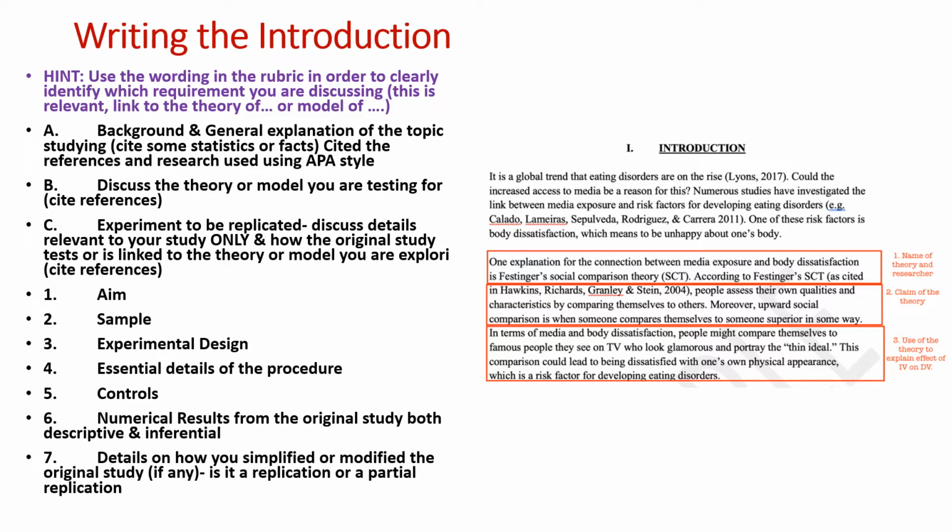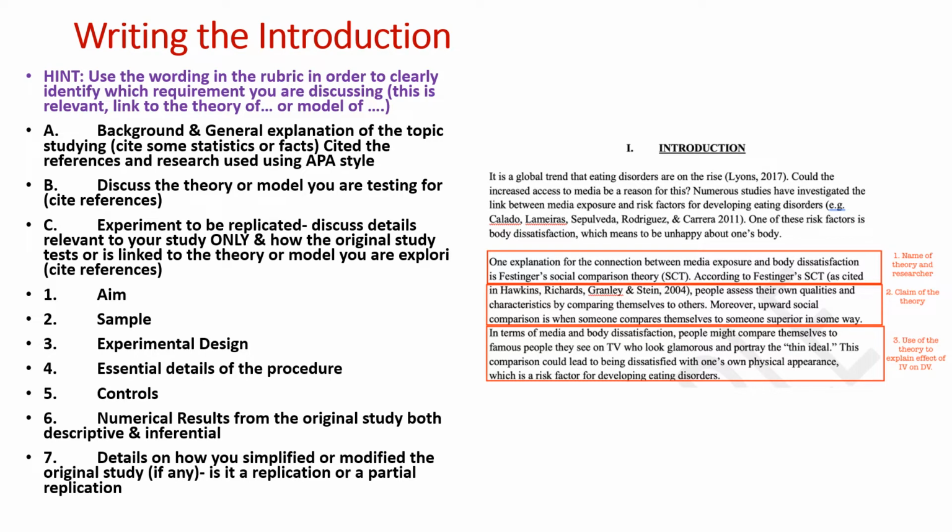You're only putting details in, though, that are about your replication. If your study had 5 different experiments, you don't talk about all 5, you only talk about the one that's relevant to you that you modified and replicated. So you only want to talk about essential procedures of the original also that are applied to you only.